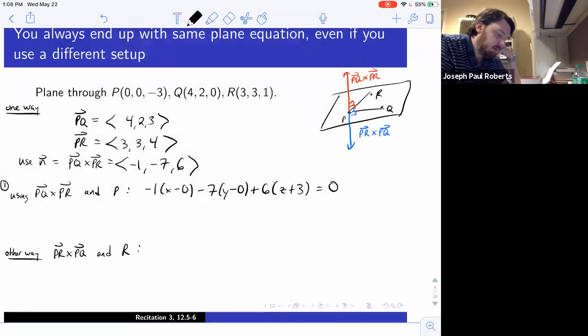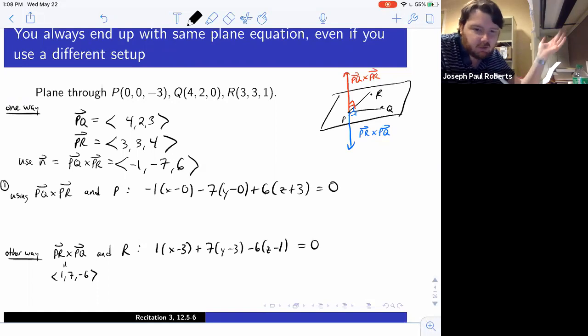So PR cross PQ is, like we just said, the exact opposite vector. So 1, 7, minus 6. I don't have to go through all those calculations to know that. And then let's set that up with point R. So 1 times x minus 3 plus 7 times y minus 3 minus 6 times z minus 1 equals 0.